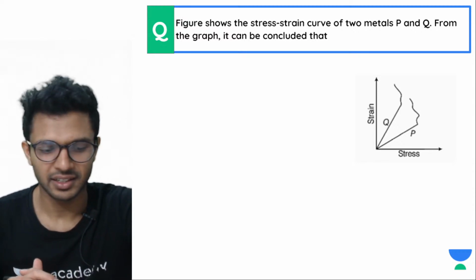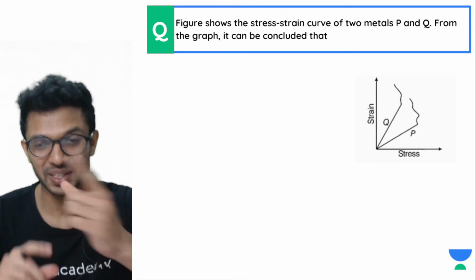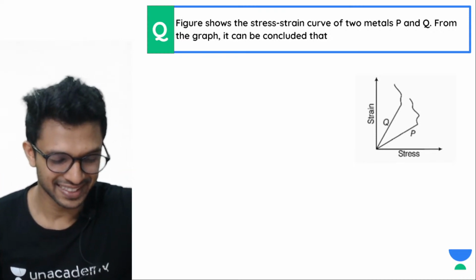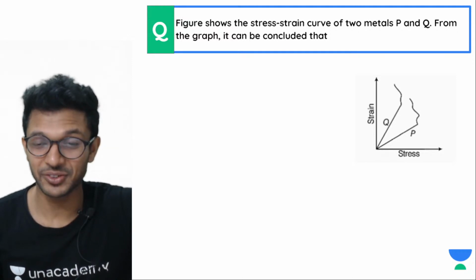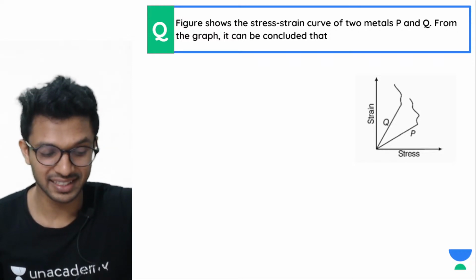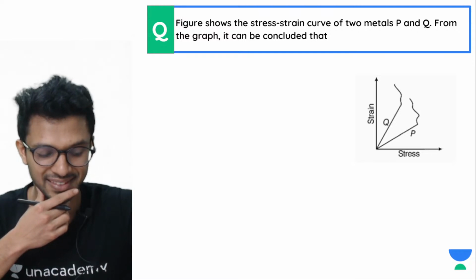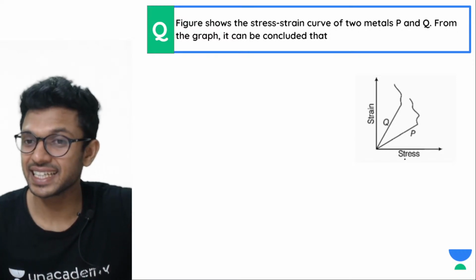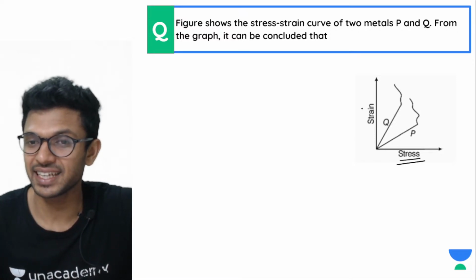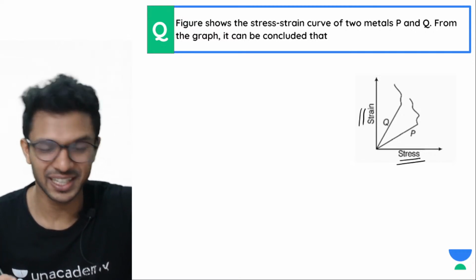But how many of you have noted a difference here? Is there any difference here from the graph which we have learned? Anyone? हाँ, देख ले. Here the stress is plotted on the x-axis and the strain is plotted on the y-axis. That's a difference, right? Okay.